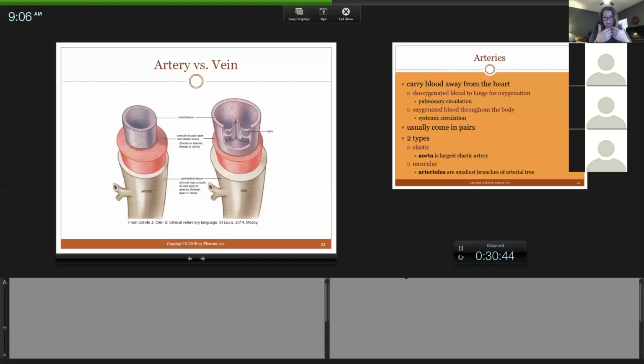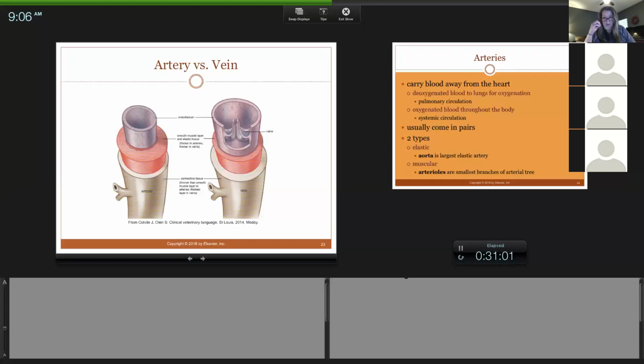Now, arteries, wherever you see a vein, there's a corresponding artery. But they lie a little bit lower. Arteries aren't saying, hey, I'm here. They're below. So the veins are more superficial.